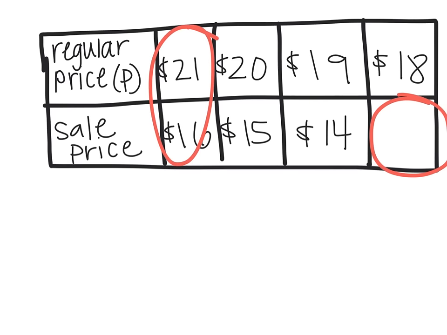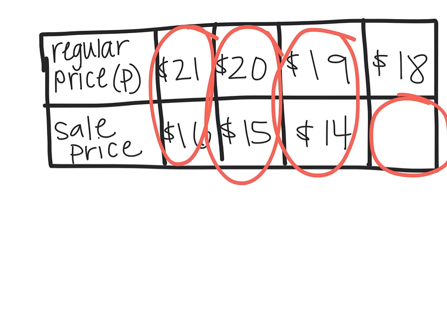So let's go ahead and look. Over here, I have 21 and 16. I have 20 and 15 and 19 and 14. You might be able to start noticing the relationship between the regular price and the sale price. But if not, I always recommend subtracting the two numbers. Since these are addition and subtraction expressions, we're going to subtract the two numbers to find the difference between those two prices. So 21 minus 16 is 5.